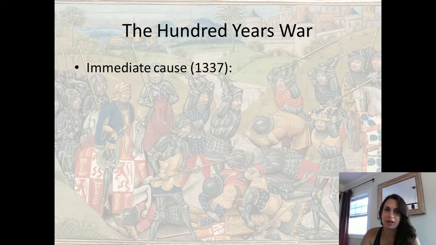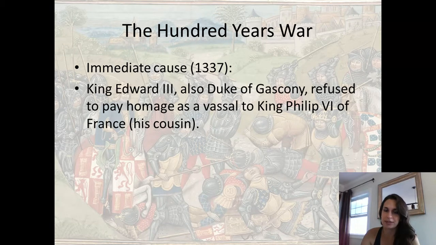Okay, so an immediate cause, though, and this is going to happen in 1337. So moving forward, Edward III. Now he's all grown up. He's the king. He's now, again, the Duke of Gascony. Remember, because the King of England also gets to be the Duke of Gascony, and he is feeling pretty hurt about the fact that his cousin Philip IV, Philip of Valois, has taken the throne of France from him, which he feels is rightfully his.